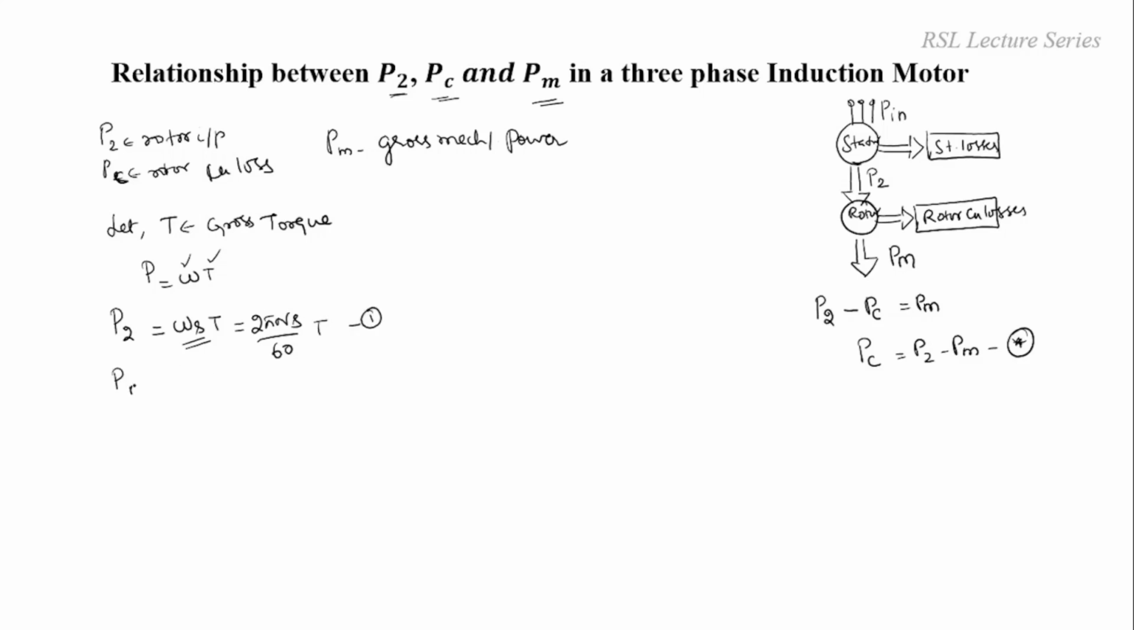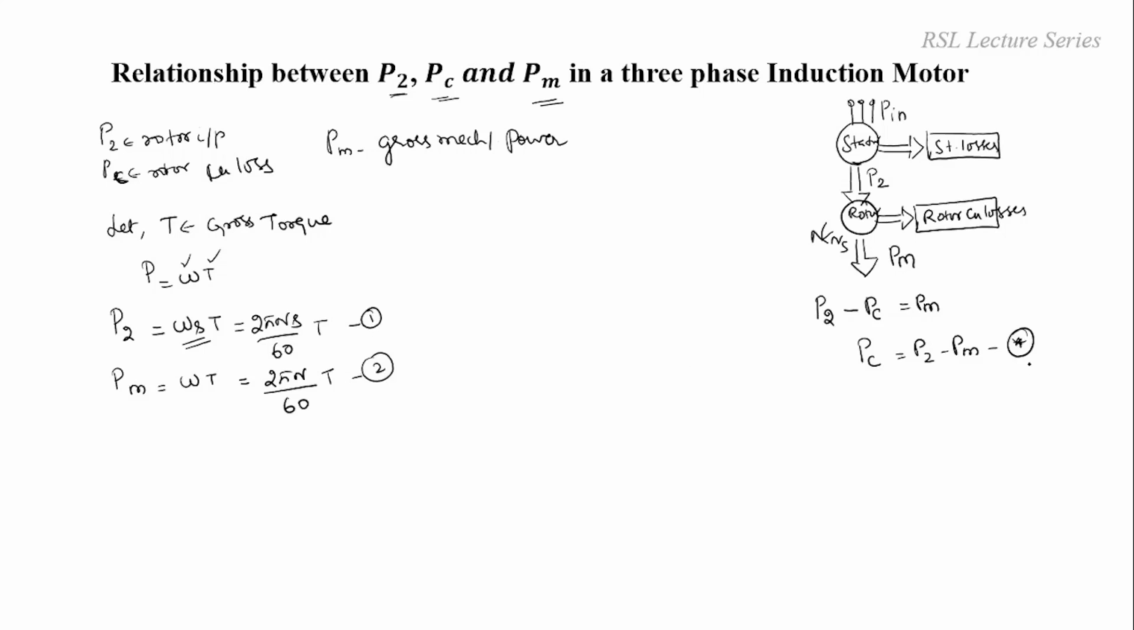Similarly, we can write PM. PM is omega times T, where omega is 2 pi N by 60, and N is the speed of the rotor. Here PM is on the output side of the rotor. The rotor will rotate at a speed which is slightly lesser than the synchronous speed. So 2 pi N by 60 into T. This is the second equation.